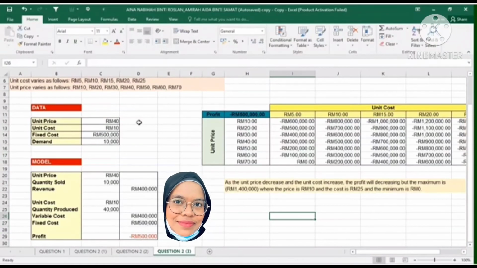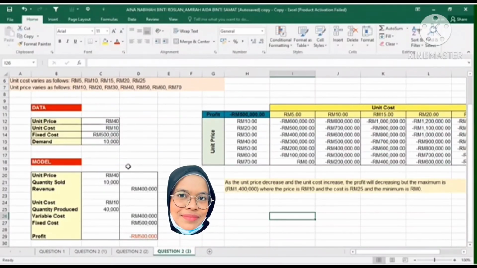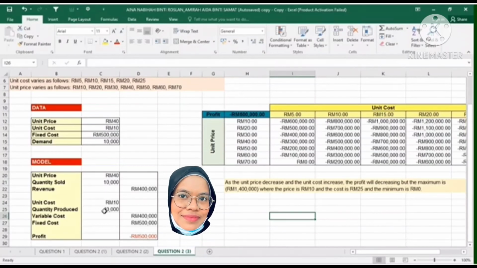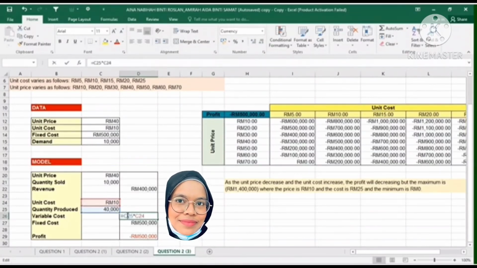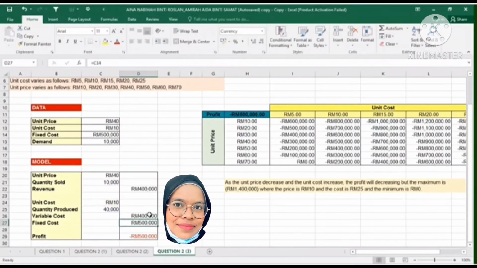Question 2, situation 3. First, we will bring out all the data first. Unit price is 40 ringgit, unit cost 10 ringgit, fixed cost is 500,000 ringgit, and the demand is 10,000. Next, same as question 2, situation 2, we need to know the cost of the product first. Unit cost is 10 ringgit, quantity produced is 40,000, variable cost is equal to unit cost times quantity produced. You click enter, fixed cost is 500,000.